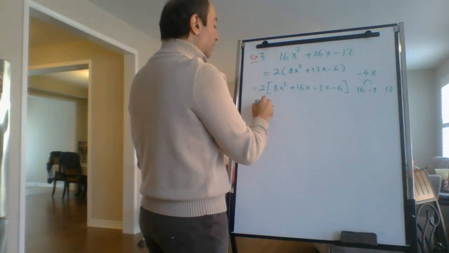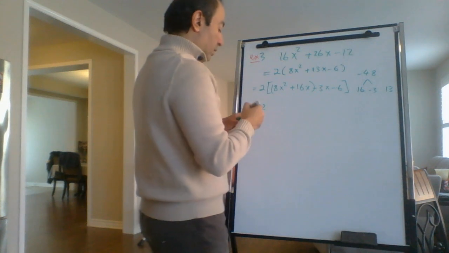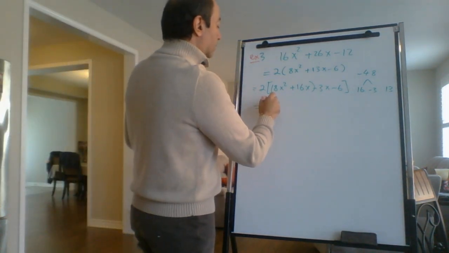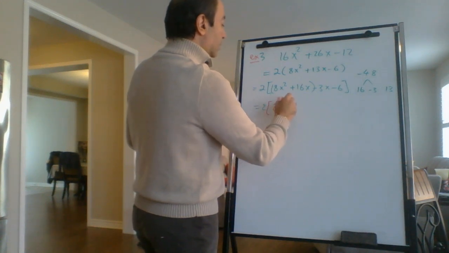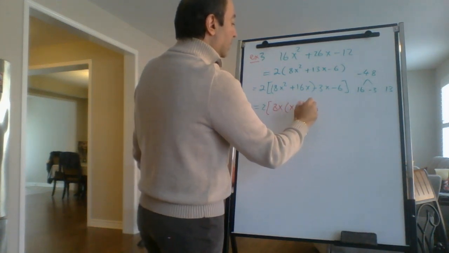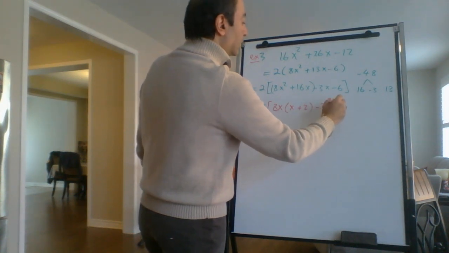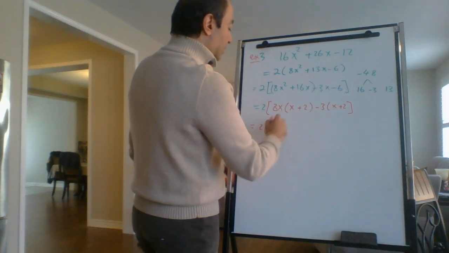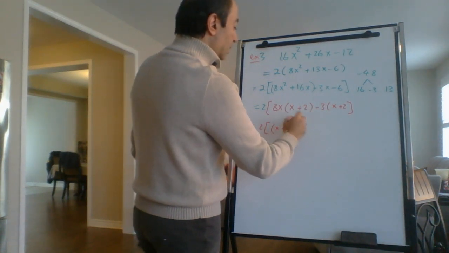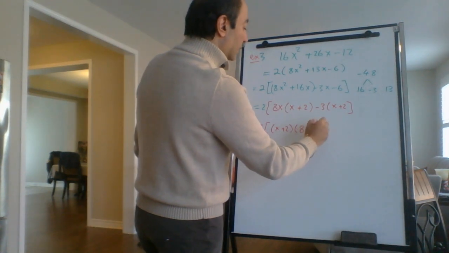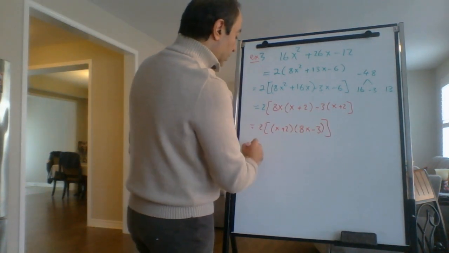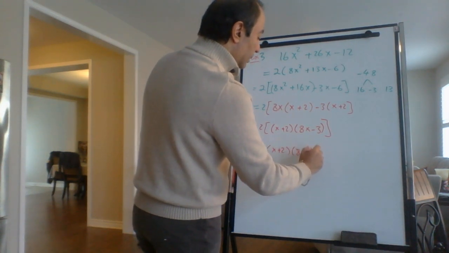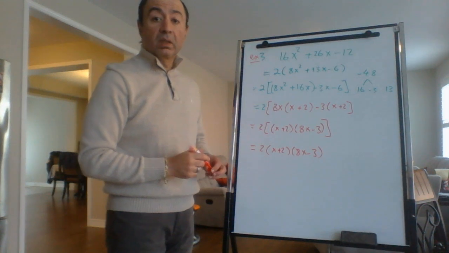Then we are going to group. 8x out, that will leave x plus 2. And here negative 3 out, that will leave x plus 2. Then x plus 2 is common. That will leave 8x minus 3. And we are done. So it is 2 times x plus 2 times 8x minus 3. This is the factored form.